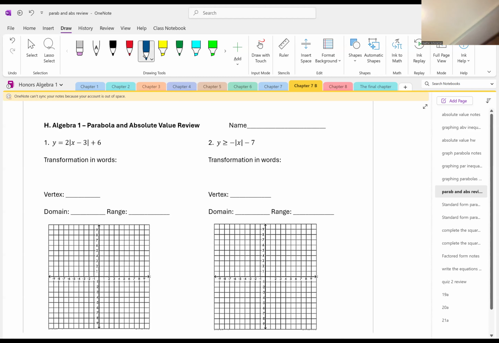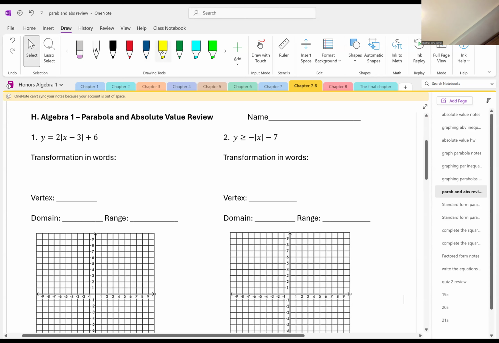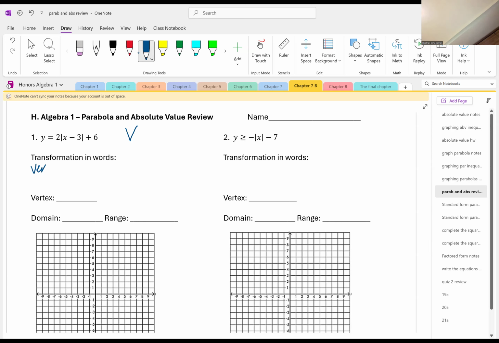Okay, so on the first one, if we're describing in words what is happening in this graph, first of all, it's an absolute value. So remember, absolute values are going to be V's. Then we can look at this and say, well, it's a vertical stretch. And the -3 is going to be moving it left and right. It's the opposite of what we think. So left 3, and then the +6 is going to move it up 6. The vertex is the opposite of what's with the x, so 3, and then the number on the end.